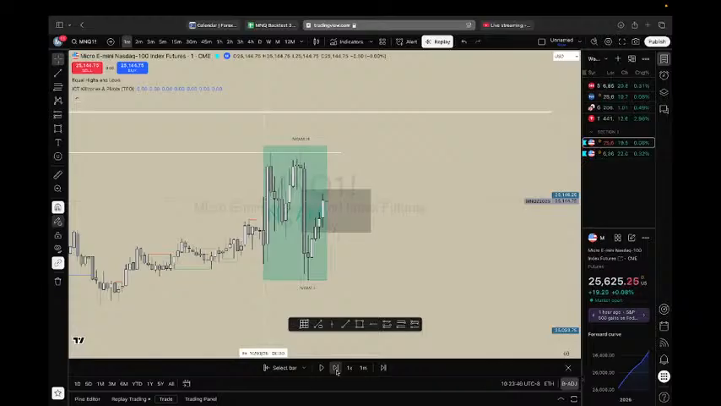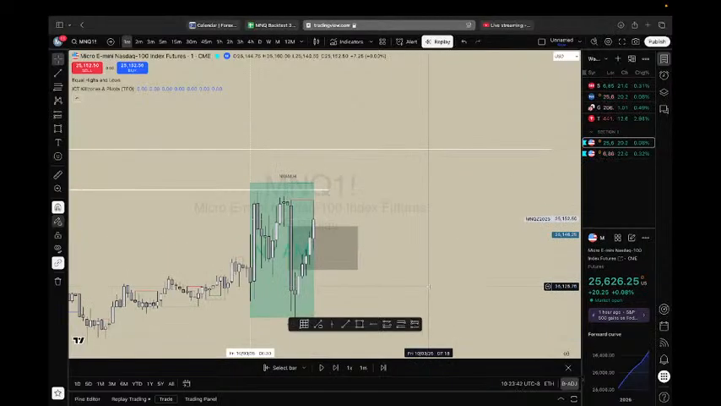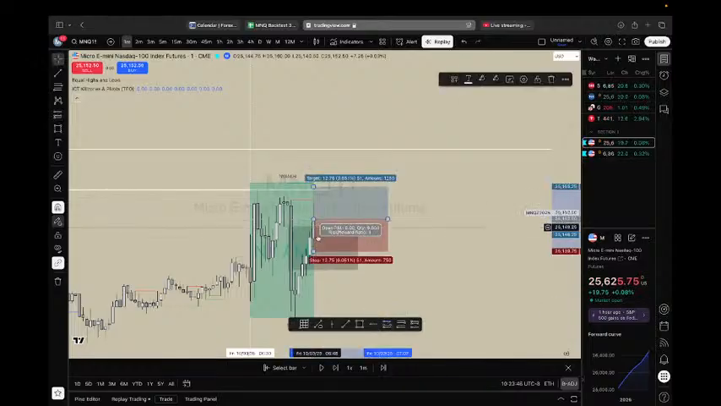And the fair value gap, close above it. This is our entry right here. We are going in for a long position right here.